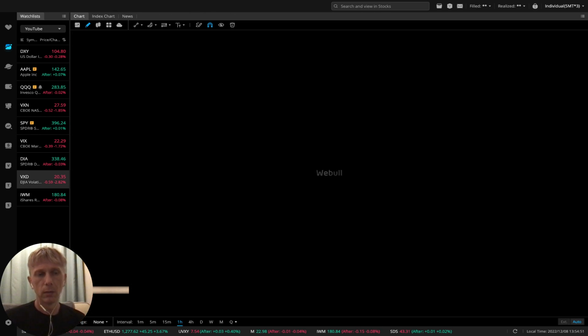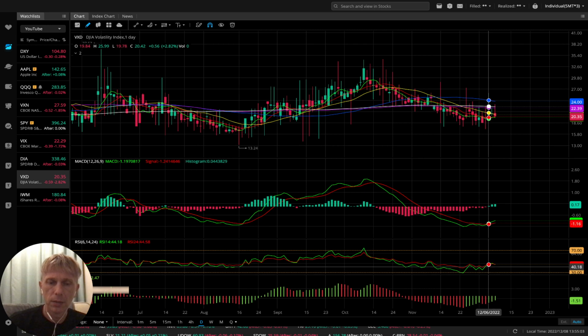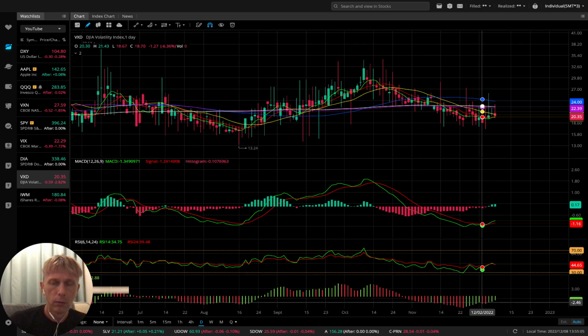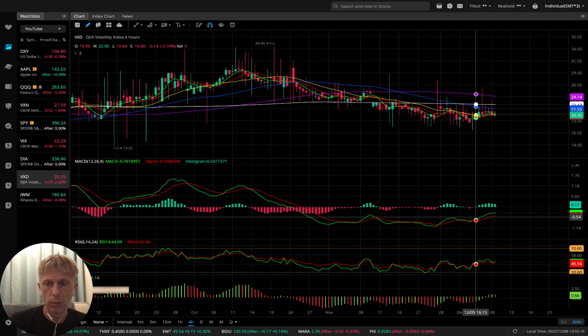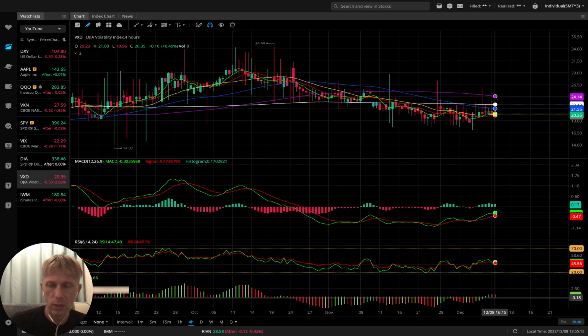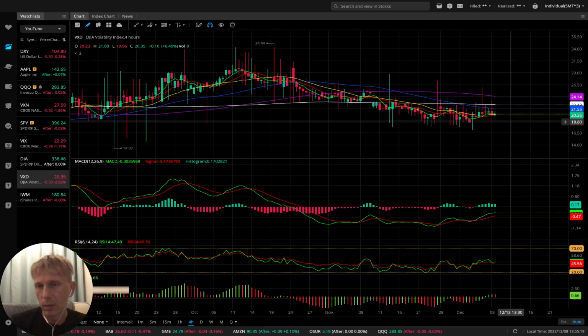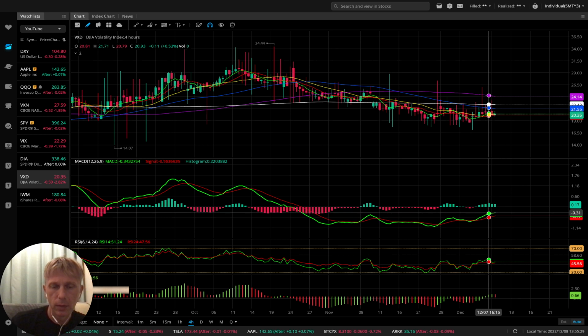VXD, daily volatility index for Dow Jones. Daily bullish crossover, bullish trend on all indicators. It's bearish for Dow. 4 hours: bullish signal on MACD, on RSI, on awesome oscillator. Last bar red. MA5 wants to do bearish crossover. Still bullish on MACD on 4 hours.